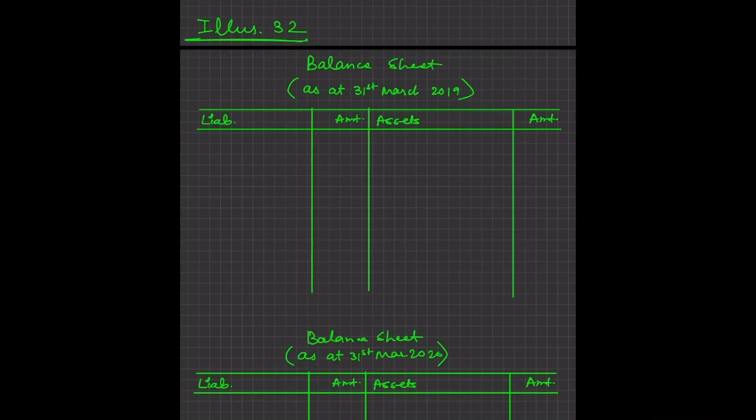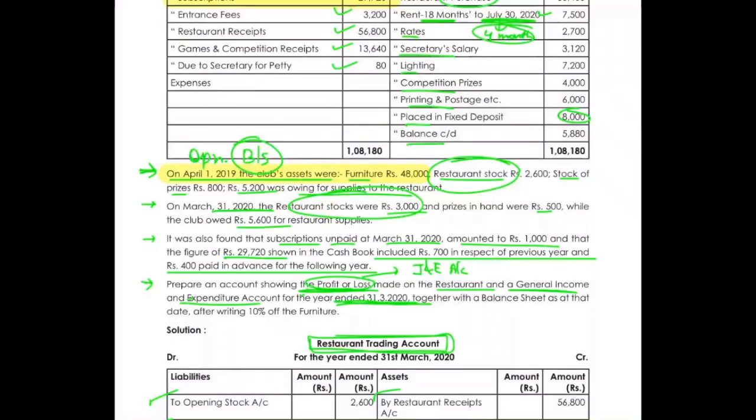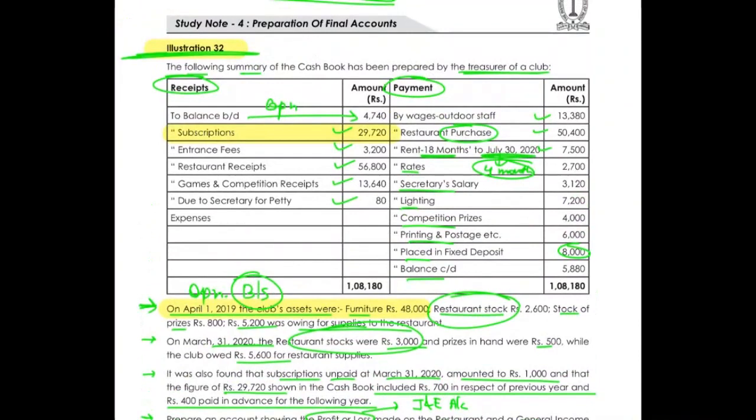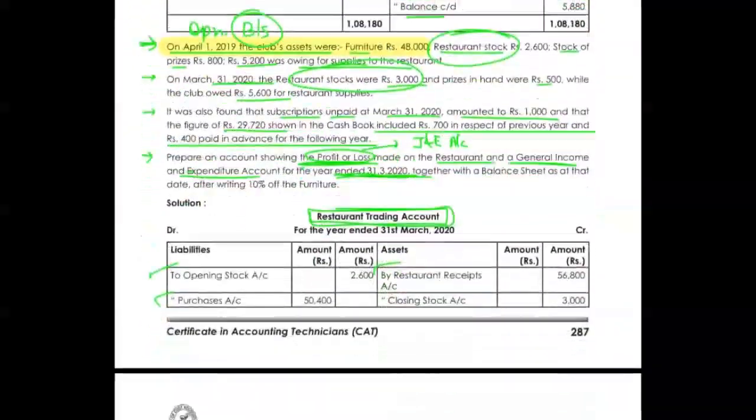So for that opening balance sheet, what we need to do? We need to write down the figures which are given in this question right over here in the opening balance sheet, as well as I also need to take over some information from the other information which is given in the question. For example, above there is a balance brought down mentioned of the receipt and payment account. So that is nothing but your cash book balance. Okay. So that also needs to be considered while covering this one. So without wasting any further time, let us start with illustration number 32. Yes, 32. And solve this question.